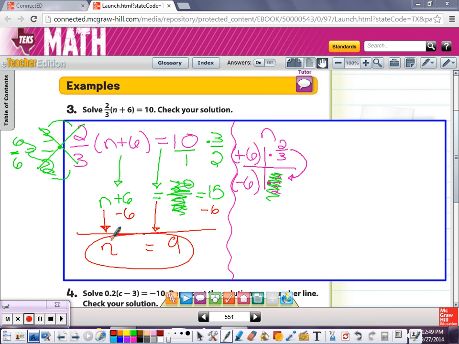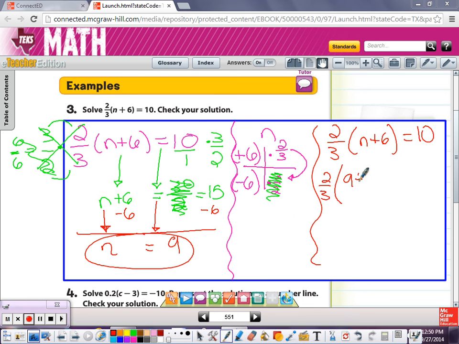But we got to prove it, right? So that's what we're going to do next. 2/3 times n plus 6, we hope, equals 10. 2/3 times, we said n is equal to 9. 9 plus 6 equals 10. And when we do PEMDAS, parentheses come first. 9 plus 6 is 15 times 2/3 equals 10.